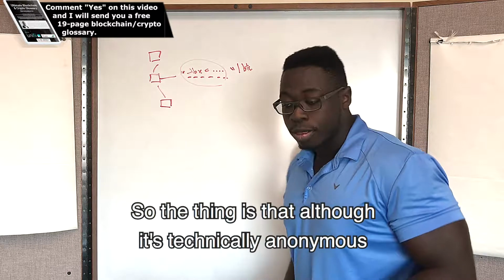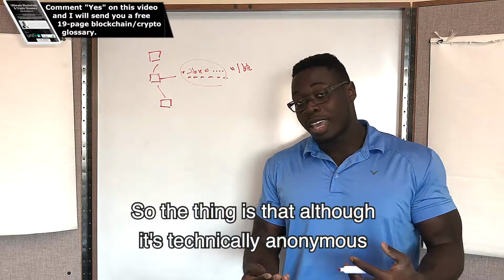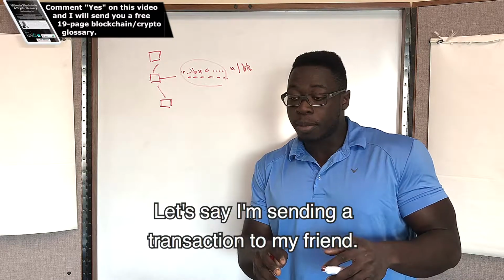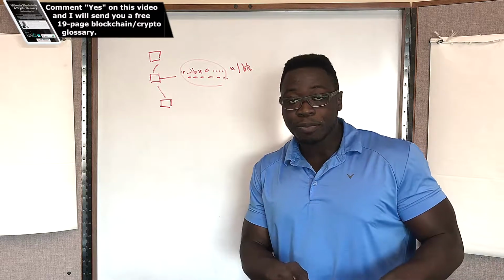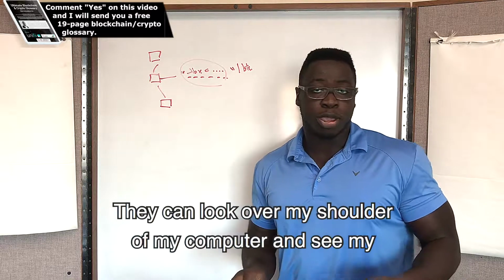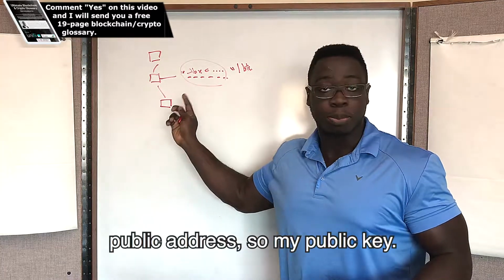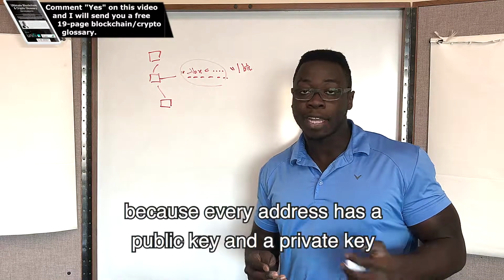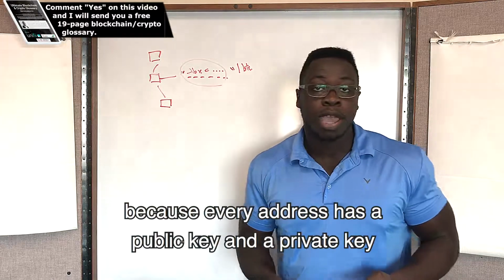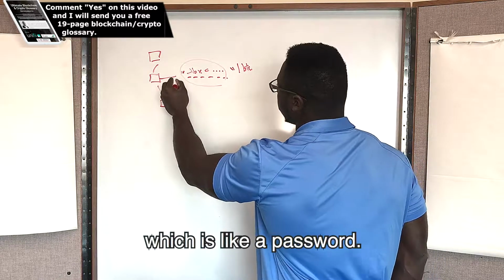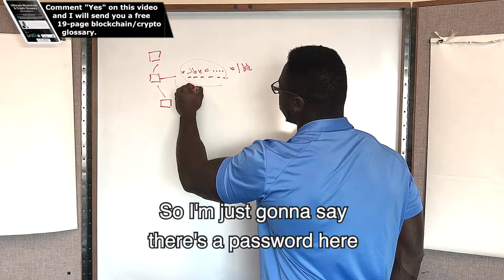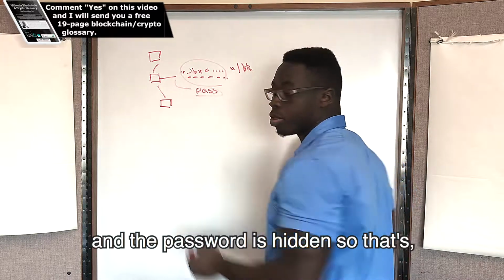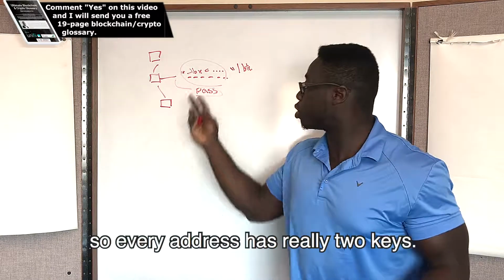So the thing is that although it's technically anonymous, like nobody knows what my address is, let's say I'm sending that transaction to my friend, they can look over my shoulder at my computer and see my public address, so my public key. So the address is the same thing as the public key, because every address has a public key and a private key, which is like a password. So I'm just going to say there's a password here, and the password is hidden. So every address has really two keys.